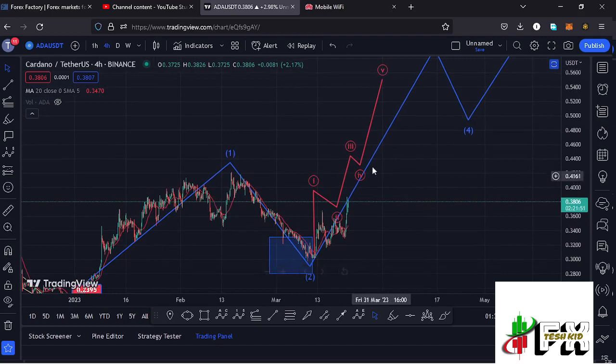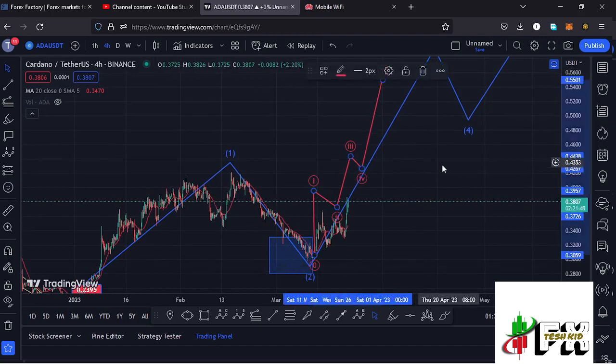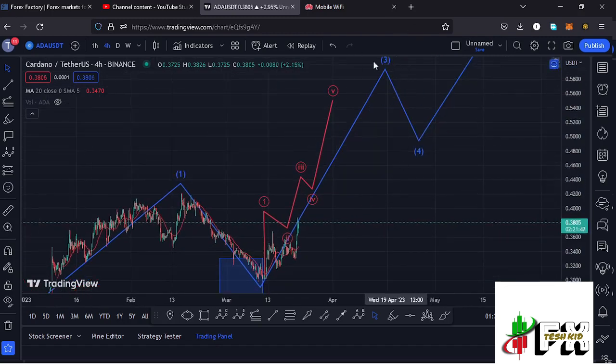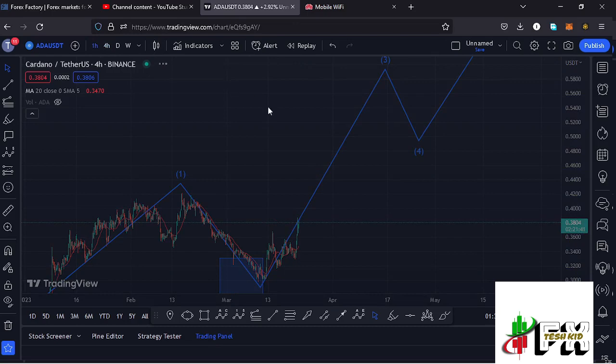And this Elliot wave structure, which is a micro Elliot wave count within the formation of this wave 3, is what is going to give me the short-term scenarios that I'm expecting to play out here on the Cardano chart, and I believe that is better seen here on the 1-hour chart.